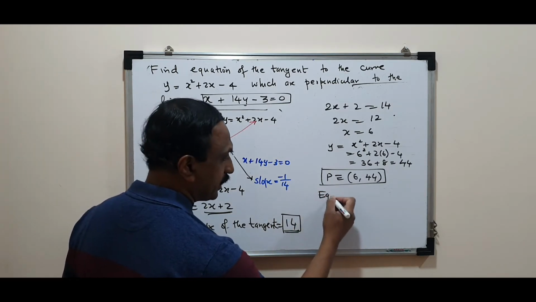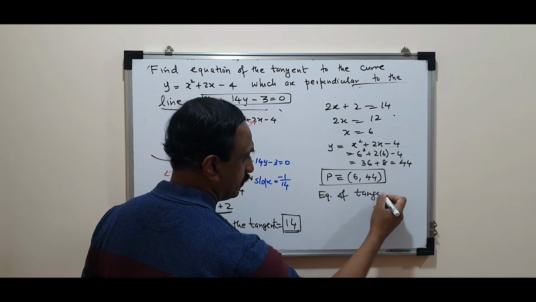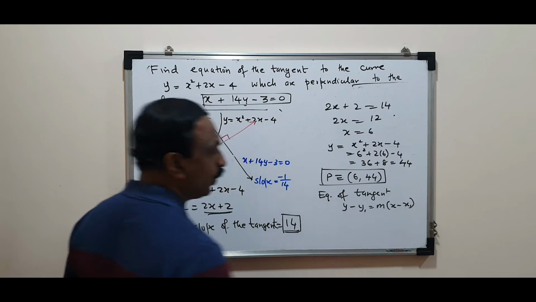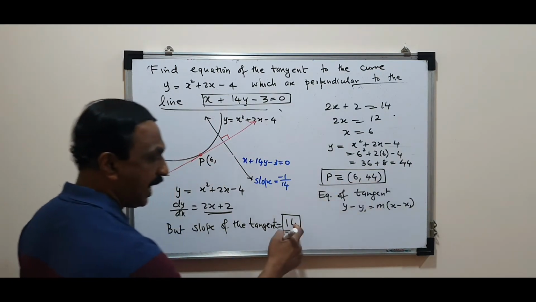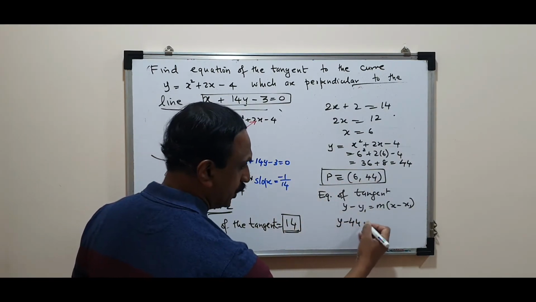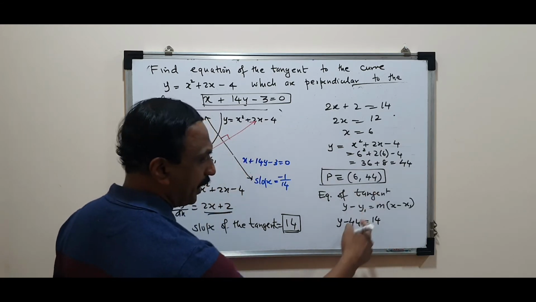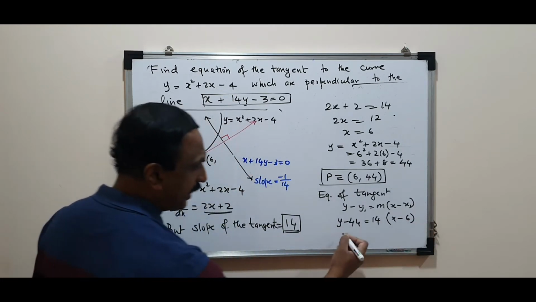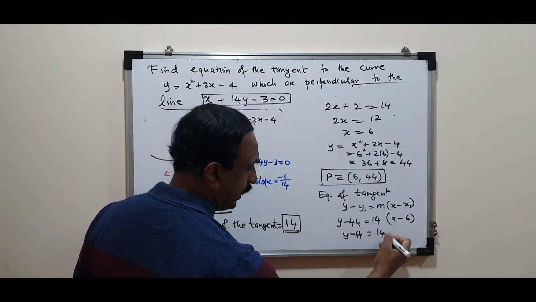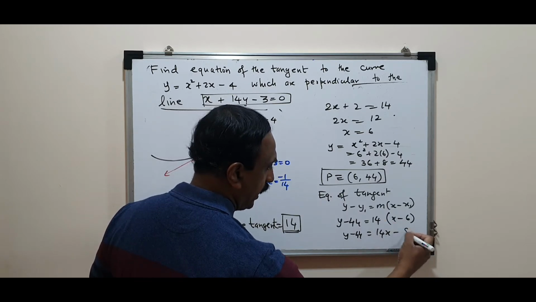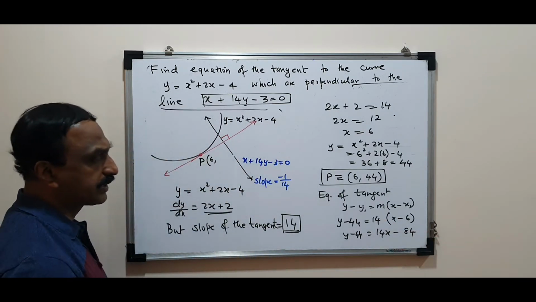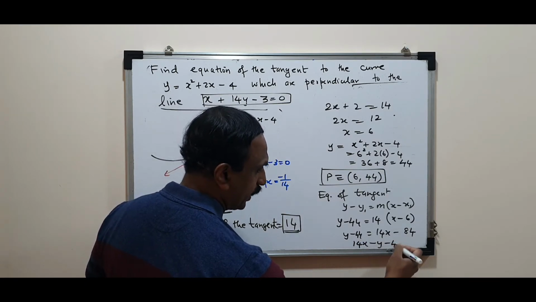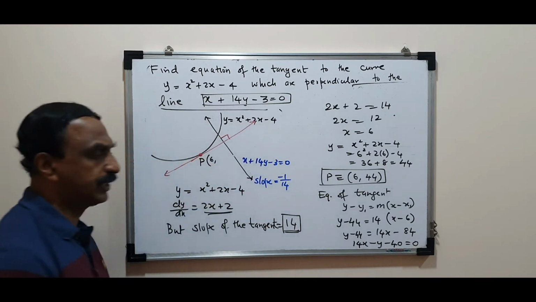So the equation of tangent is y minus y1 is equal to m into x minus x1. We need only two things to find the equation of tangent, the point and the slope. So y minus 44 is equal to 14, the slope, into x minus 6. So I can write y minus 44 is equal to 14x minus 84. Now bring them to one side. So I can write 14x minus y minus 40 equal to 0 becomes my equation.